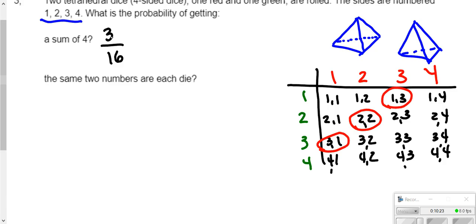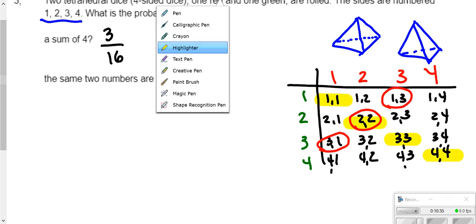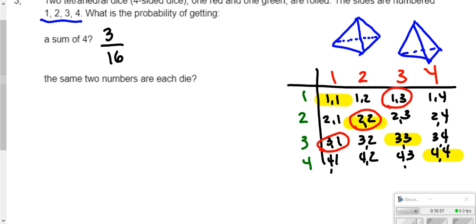And then the other question said, what is the probability that you get the same 2 numbers on each die? In other words, what is the probability of rolling doubles? I could have a 1 and a 1, a 2 and a 2, a 3 and a 3, or a 4 and a 4. And those are the only ways of rolling doubles. So 4 out of 16. Obviously, you can reduce this or write it as a percent, whatever you want.